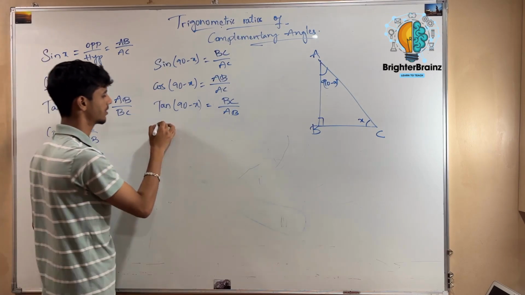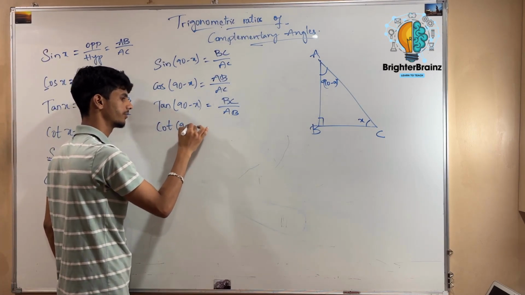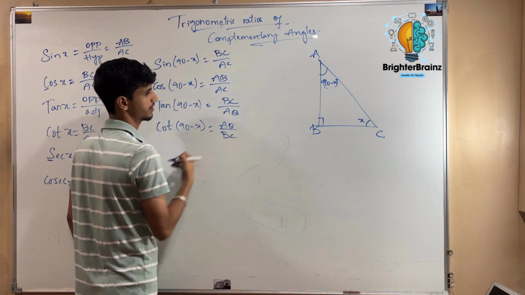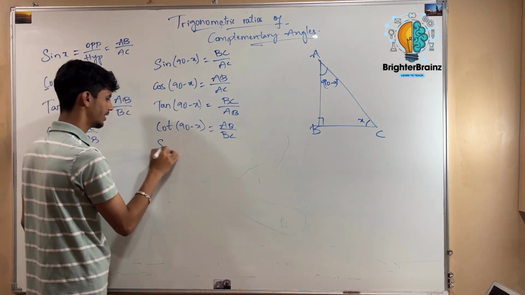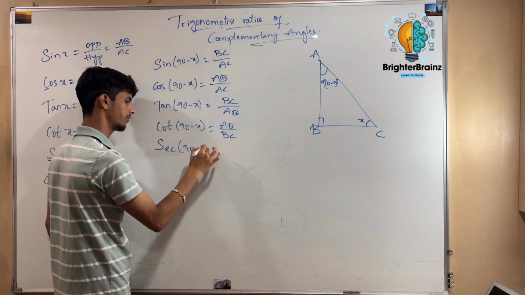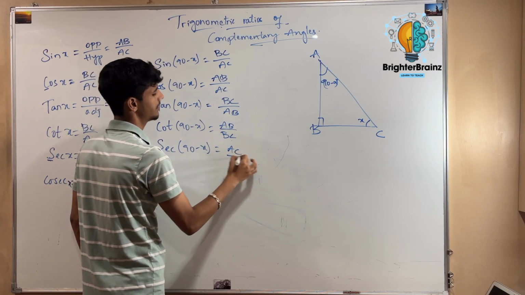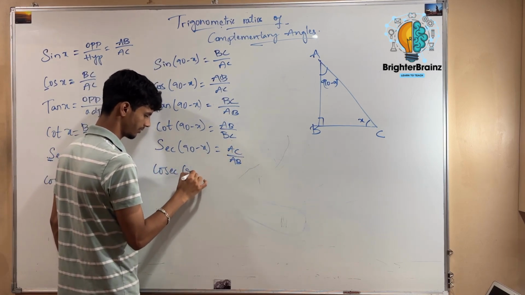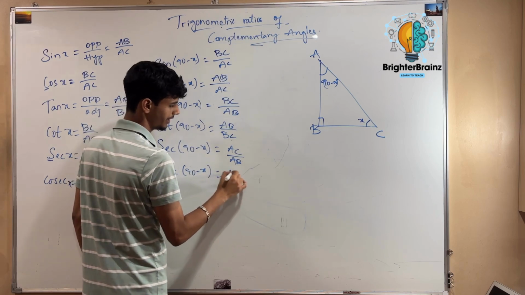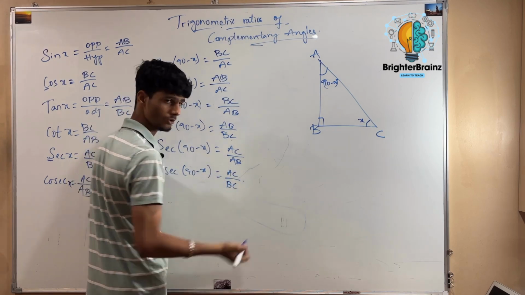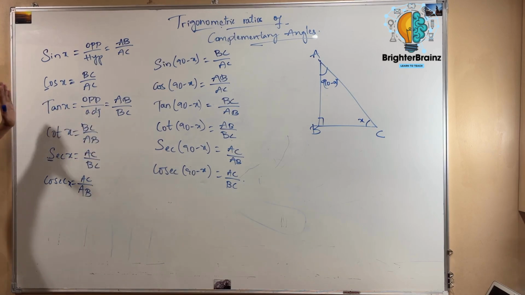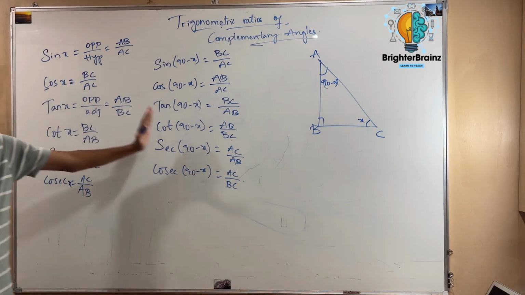Okay. Next, cot of 90 minus x is AB by BC. Next, secant of 90 minus x is AC by AB. Cosecant of 90 minus x is AC by BC. Very good. Now observe the relationship between these ratios and these ratios.